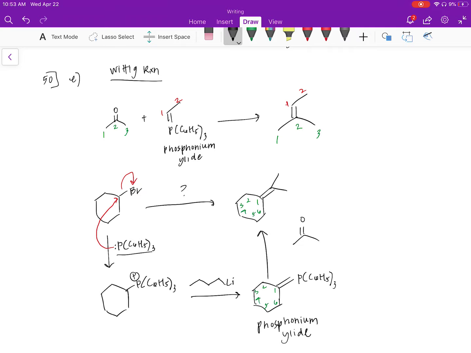Remember I said to just think about this double bond completely taking over the place of this double bond. And so you're going to have this carbon now making a bond to this carbon, and this carbon. And that's what you have shown in the product.